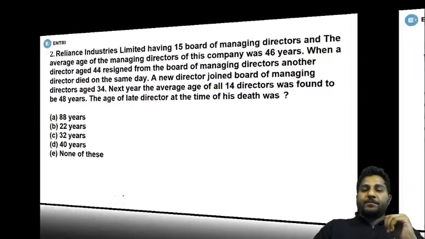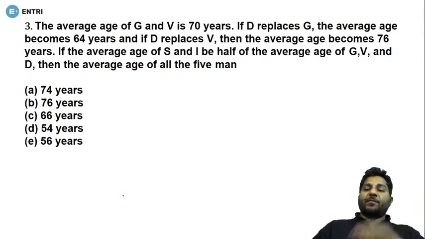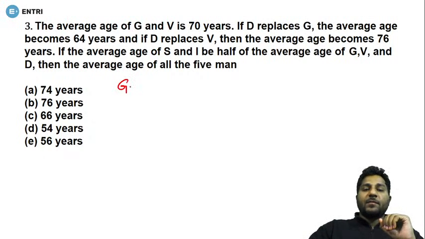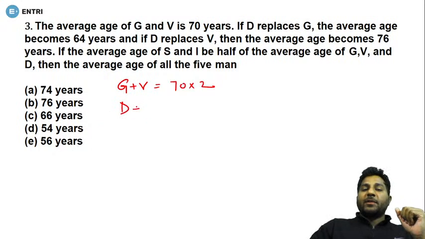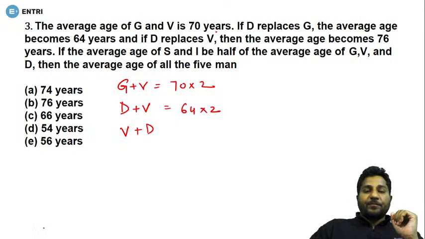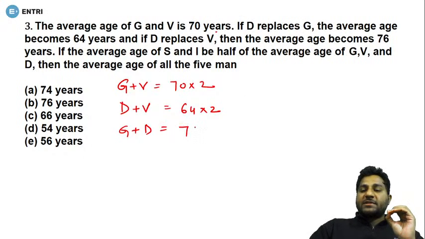Okay. Here comes the next question. Look at this. Who will solve this question first? The average age of G and B is 70. That means we will multiply by 2. If D replaces G, V will remain, and the average age becomes 64. If D replaces V, then G will be there, and the average age will become 76.